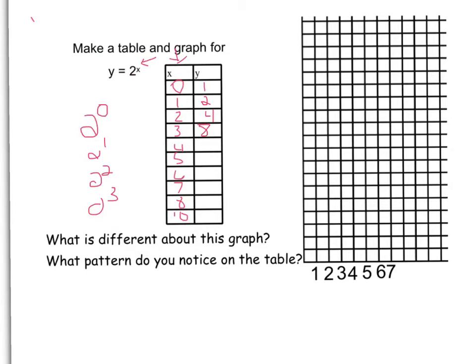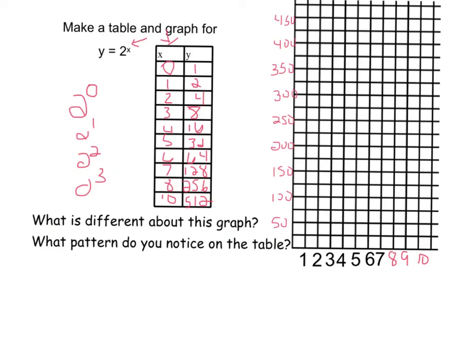Think about these two questions. Well, first do the graph and then think, what is different about this graph and what pattern do you notice on the table? Because you're going to have to be able to look at a table and a graph and decide what type of relationship it is. So see what you can see. What is different about this graph and the table than what we just did? So pause now and finish up.